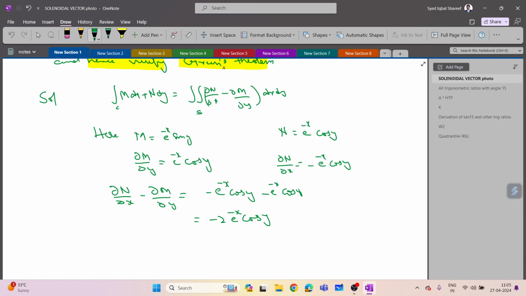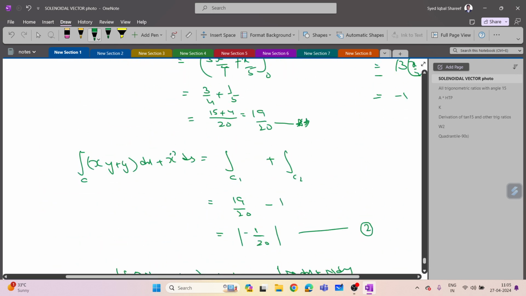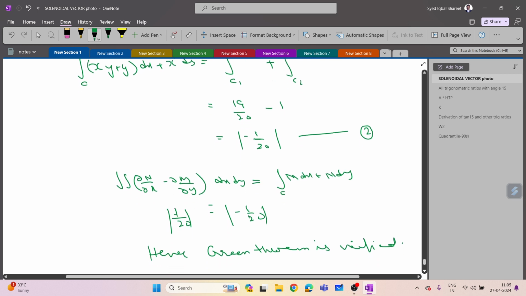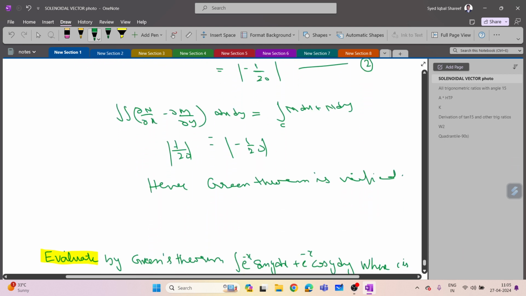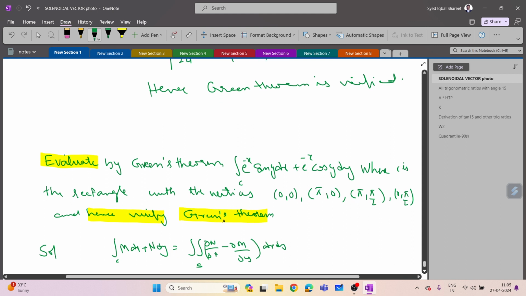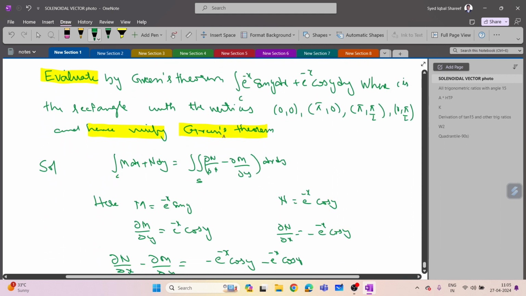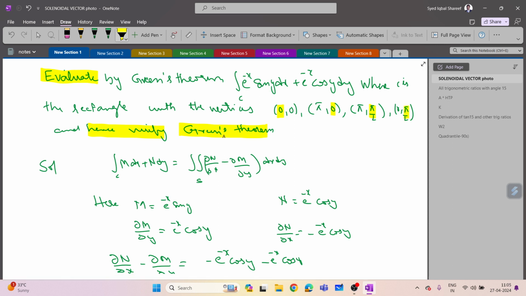And one more thing, what is given? What are the boundaries that are given? See here. The range of x is 0 to pi by 2.